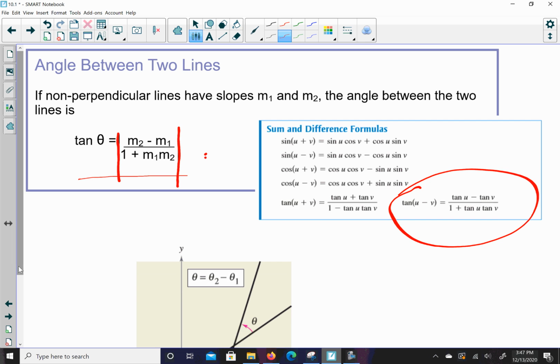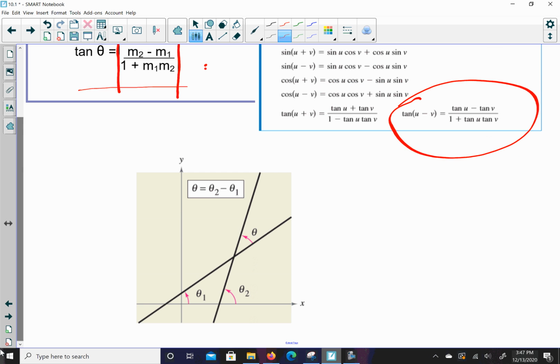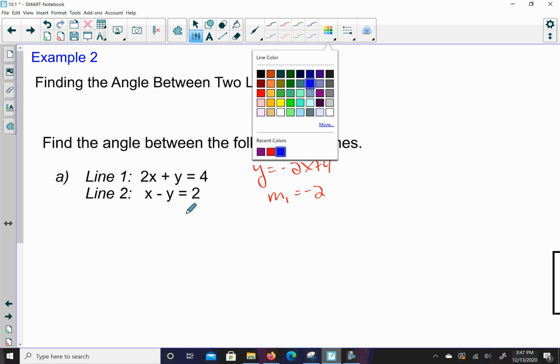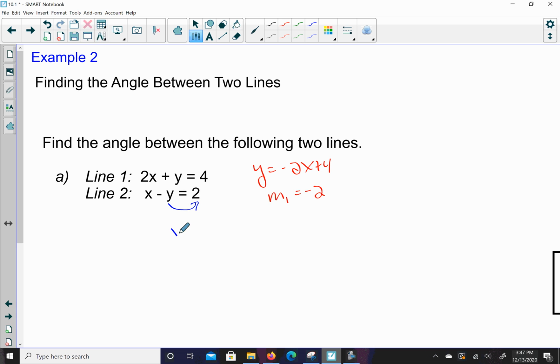So let's do one. So you have these two lines. So the first thing I'm going to do is find the slope of line 1. So I'm going to say y is equal to negative 2x plus 4. So my slope for line 1 is going to be negative 2. For the second line, I'm going to take the y over here, and I'm going to say x minus 2 is equal to y. So my slope for line 2 is going to be a positive 1.